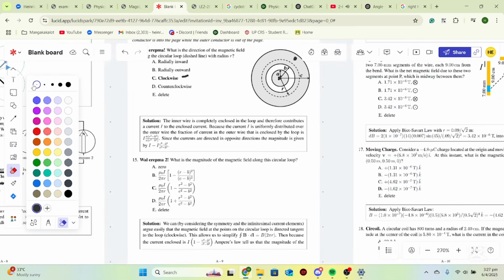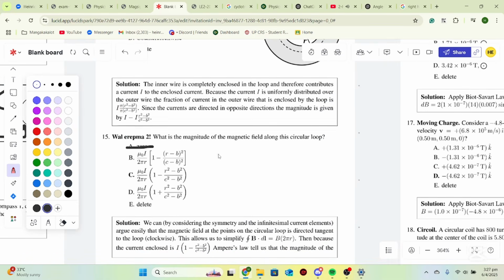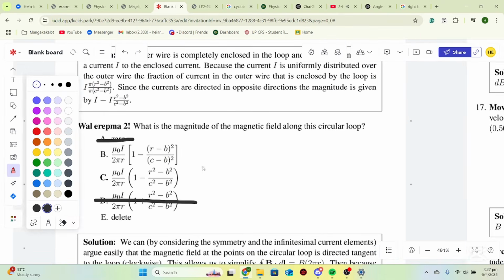For number 15, what is the magnitude of the magnetic field along this circular loop? We know it's not zero because there is a magnetic field. We also know that it's not plus because they're moving in opposite directions. So it's one of these two, right?